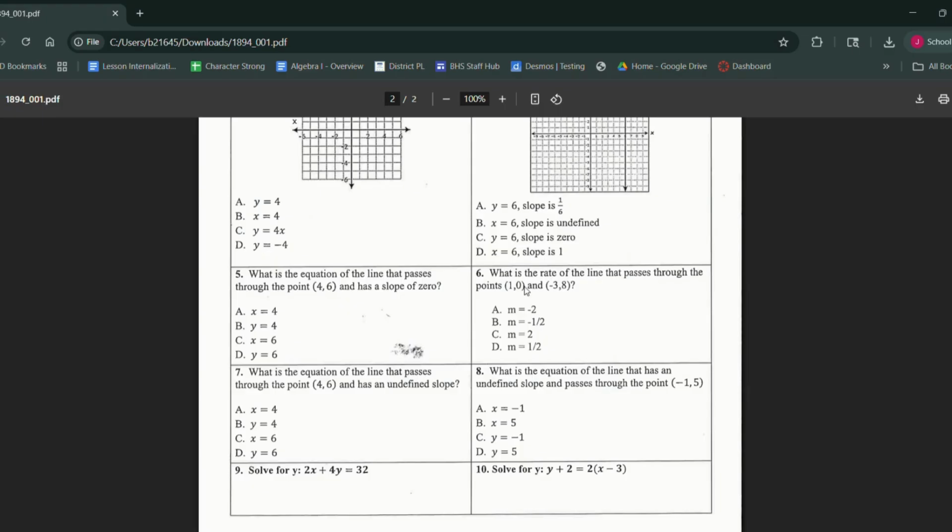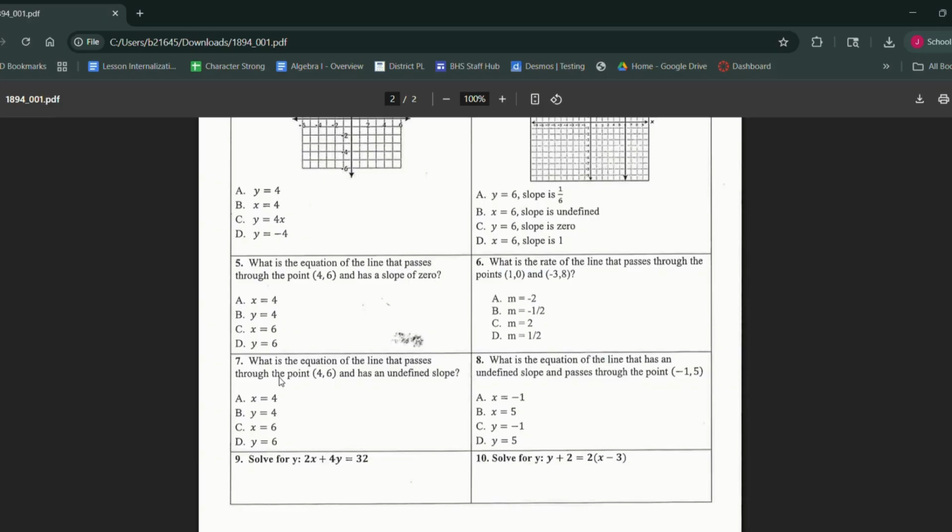Number 6, they're asking what is the rate. So what is the rate or what is the slope? They give you the 2 points. You can either plug that into Desmos or you can solve that by hand. Number 7, it's the same point as number 5, except this time they say that it has an undefined slope. So the undefined, that is VUX. So hopefully that helps you out. Number 8, again, undefined. So it would be VUX and then passes through this point. Number 9, you are solving for y. Remember, circle your y, draw your line, move your x over, and then divide by a positive 4.